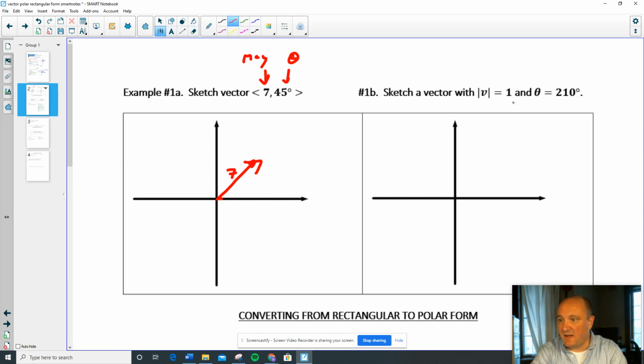Over here, I'm sketching a unit vector. It has a length of 1 and a reference angle of 210. So again, I go around. There's 180, and a little bit past that is 210. There's my vector, and it's got a length of 1, so I write the 1 right there.